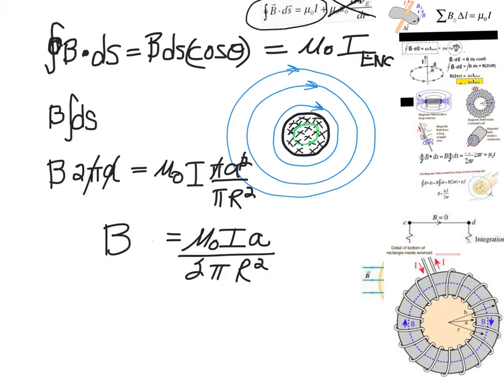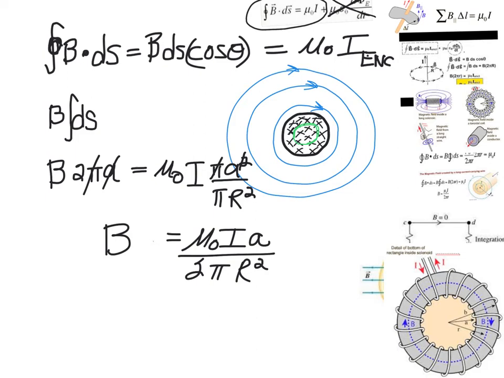Now doing the algebra, crossing out the pi and one of the a's, and dividing through by 2, we get that B equals mu naught I a over 2 pi r squared. Okay, does that make any sense? Let's look at it and see if it stands up to what we might expect.